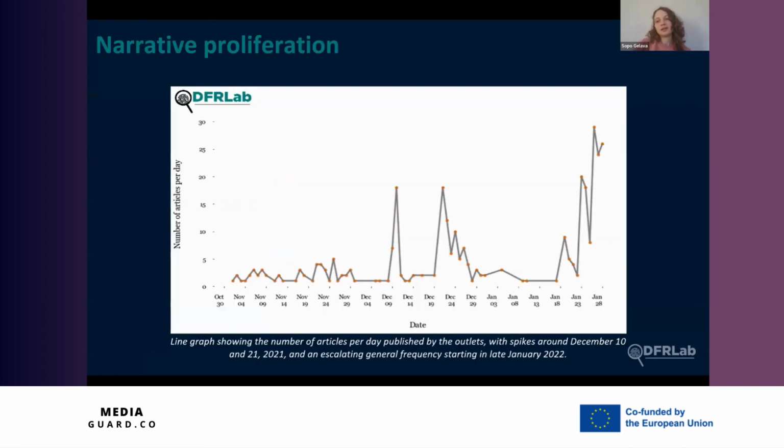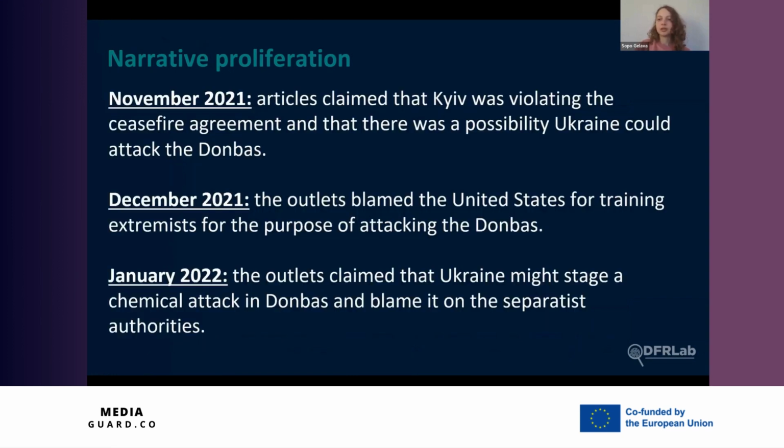The peaks in publishing articles were also very interesting. We saw spikes around December twice, and then in January almost a third of the articles were published. This means increased publishing and increased proliferation of specific narratives. We also saw that in January the narratives became even more hostile. So I'm talking about a month before the intervention.